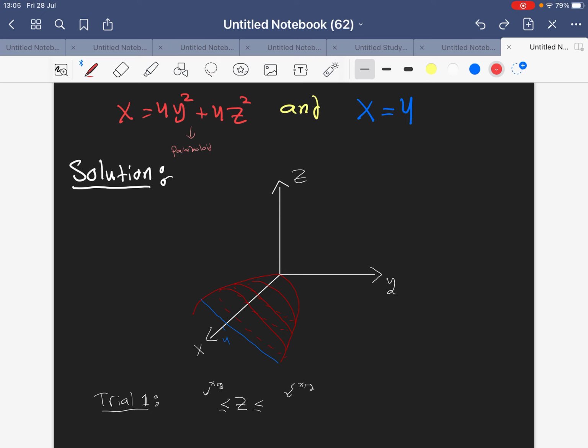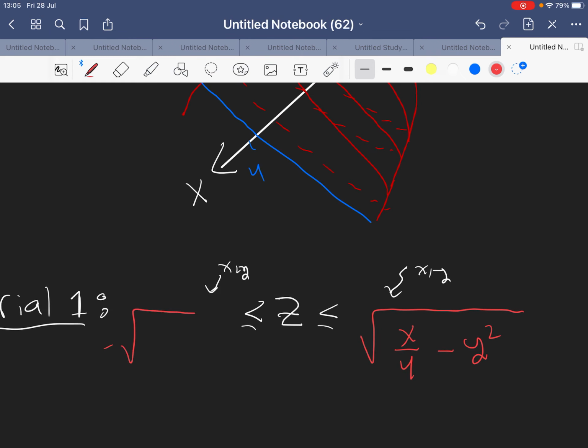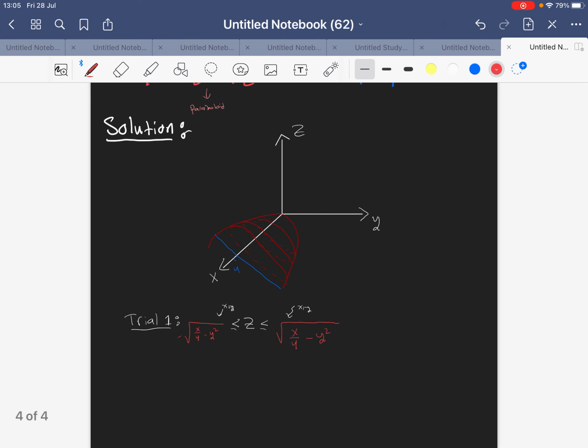The complete line will be the positive square root of x over 4 minus y squared, because I divide everything by 4 and take the y squared to the other side. The dotted one will be the same function, but with the negative sign. So it will be negative the square root of x over 4 minus y squared. And that's how we bound z. We get rid of z. That's very good news. We found what z is. So that's the first thing first.